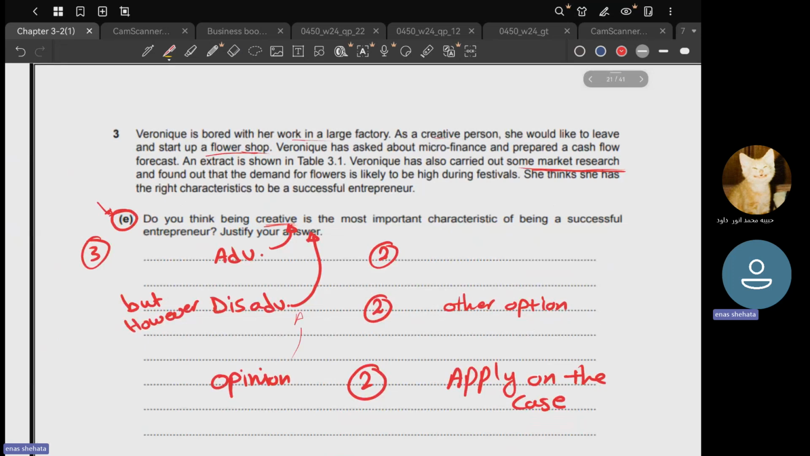For example, I could say that being a risk taker is most important. As a creative alone, you may have the idea but you don't have the courage to apply the idea in the business, so you may not benefit from being creative without being a risk taker.